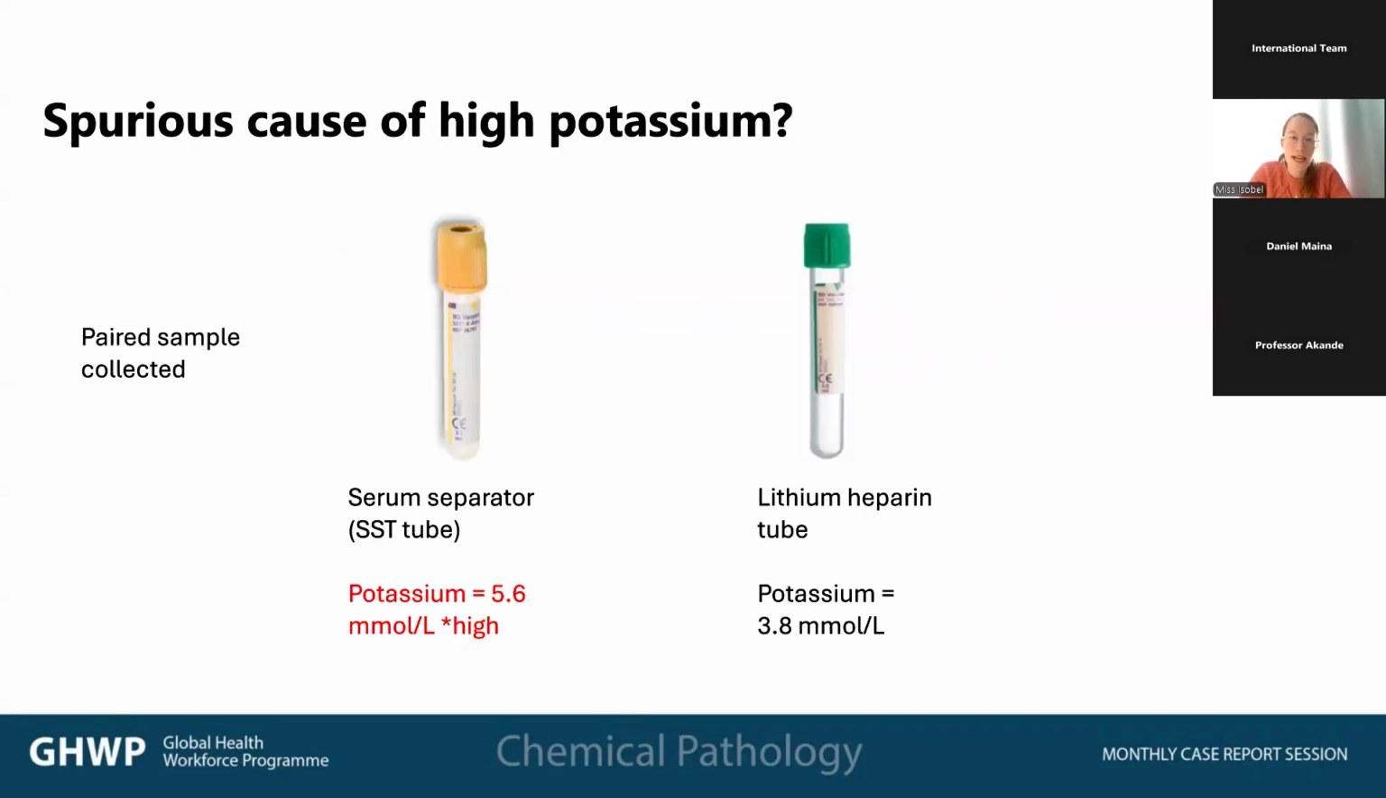So the way we test that is to collect a paired sample. So two samples are taken at the same time from the patient, one into a serum separator or SST tube and one into a lithium heparin tube. The potassium in the serum separator tube was 5.6, which is high, as we've seen. And in the lithium heparin tube, the potassium was measured at 3.8. So this confirms that this is spuriously raised potassium, and it's likely due to elevated platelets.